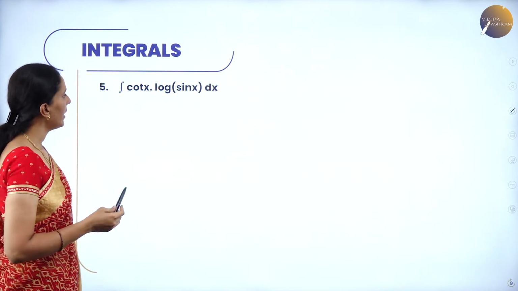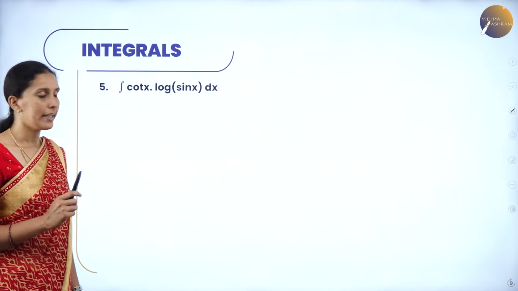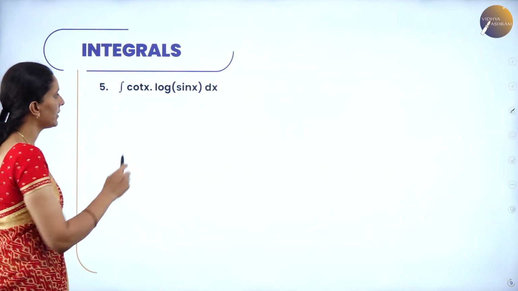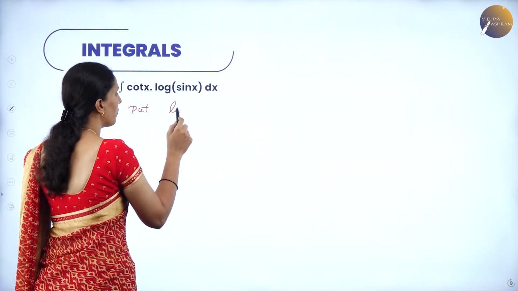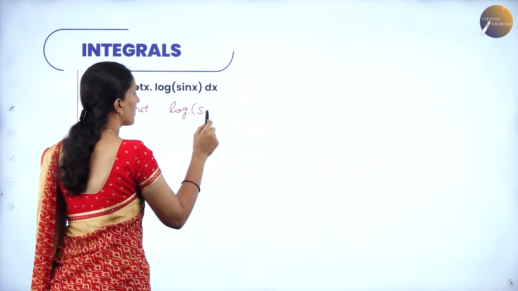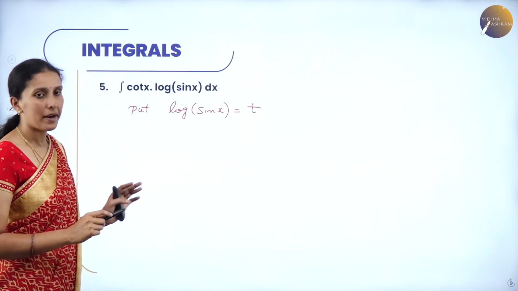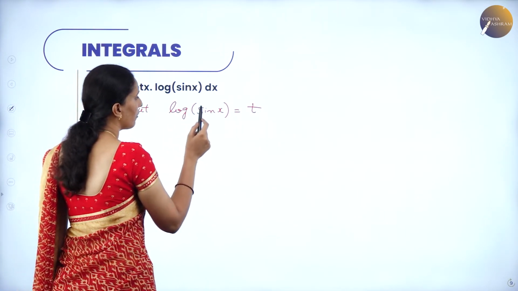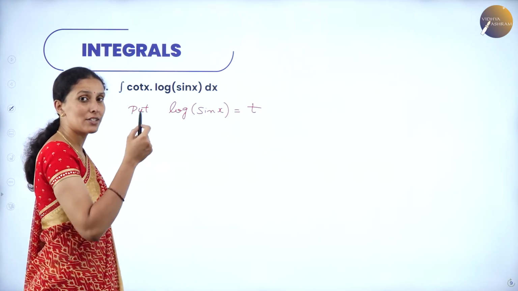Next we have integral of cot x into log of sin x dx. So here we will just use the simple method. Put log of sin x is equal to t. So now we have two different parameters. So let's differentiate on both sides. So what is derivative of log of any function? It is 1 by x form. So derivative of log x is 1 by x.